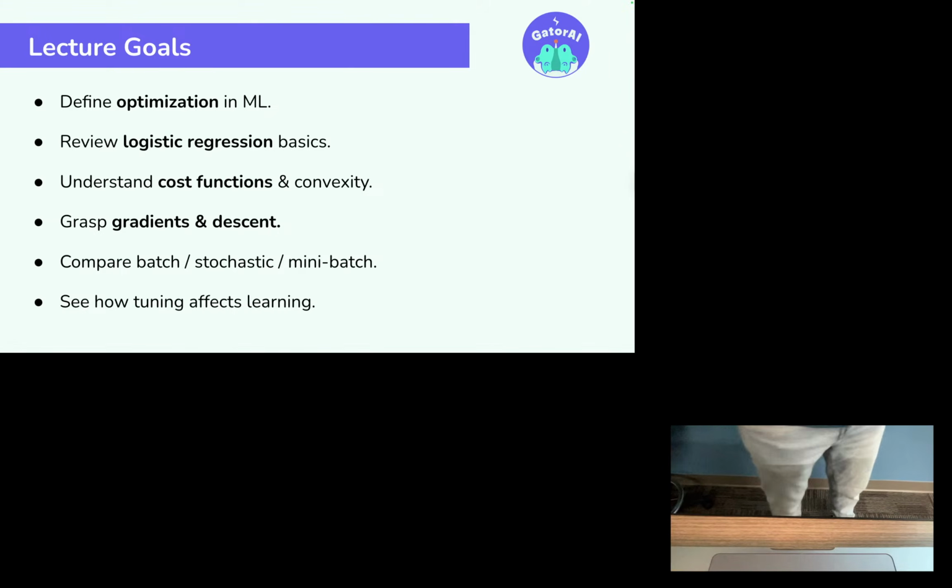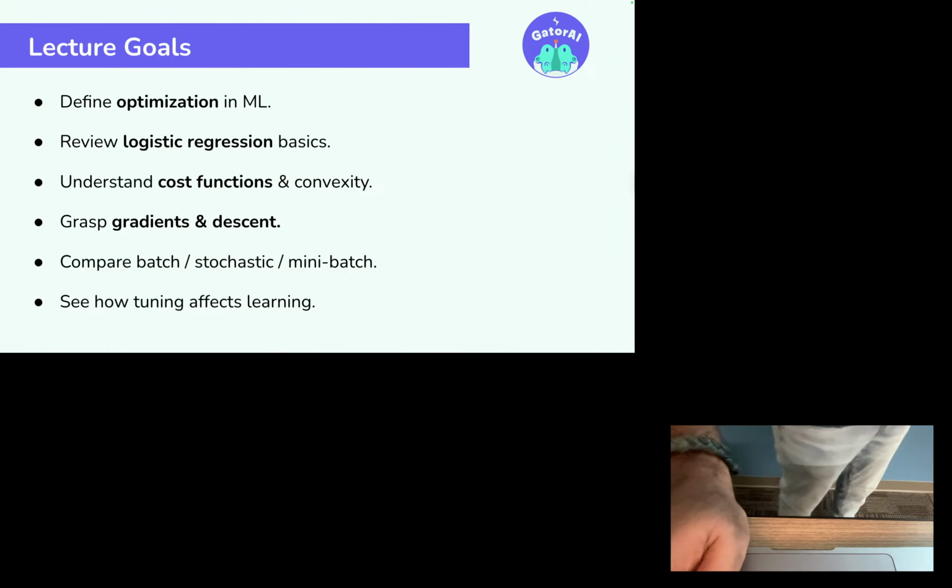The reason gradients and optimization are so important to understand in the first place is that every machine learning model, from linear regression to deep learning, relies on these mechanics. These are foundational concepts in machine learning.